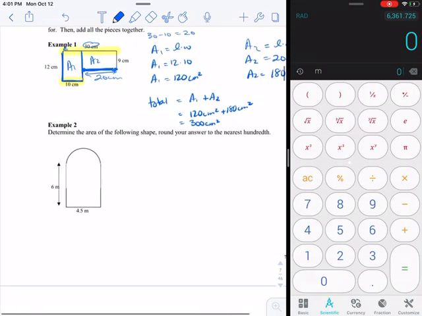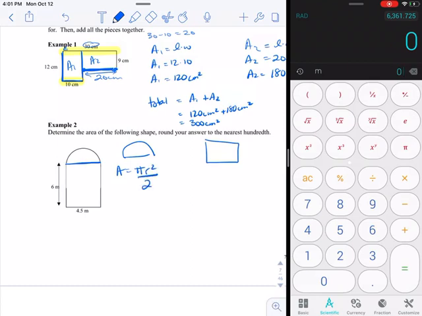Example 2, let's divide this shape into half a circle and then the rectangle. Okay. Now, the area of a circle formula is pi r squared, but we don't have a full circle, we have half a circle, so let's divide that by 2. The other thing we need to figure out is what is the radius? So what is the distance from the center halfway?